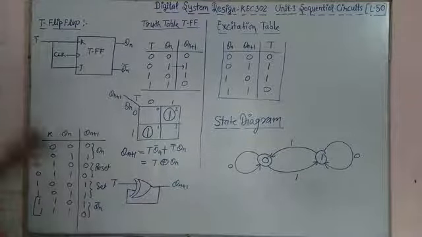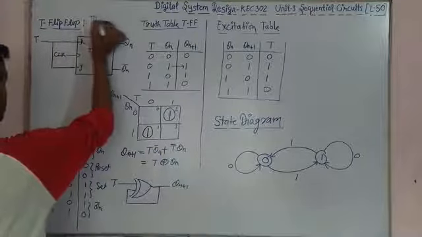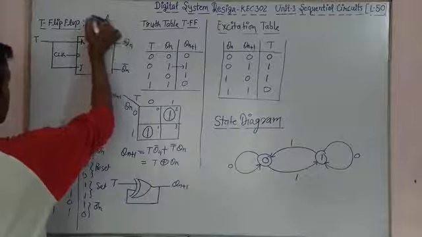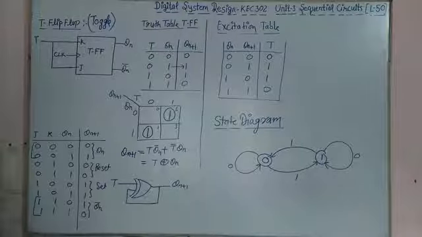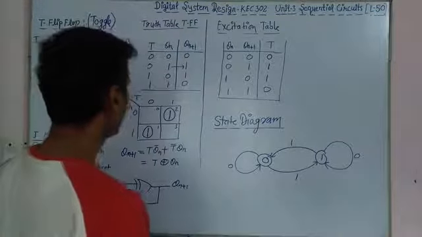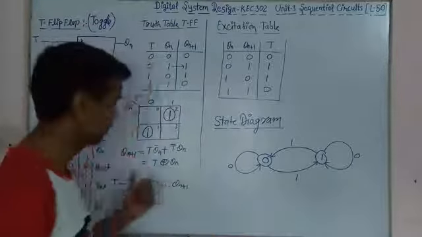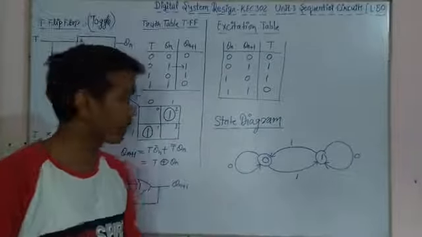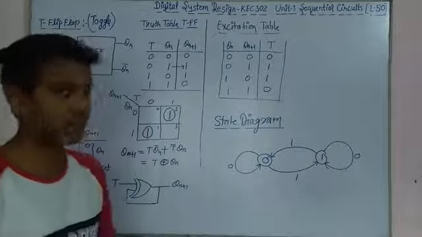T means toggle. What toggle means, you will learn in the coming lectures. So in this lecture, the T flip flop has been finished. If you have any doubt or any problem, you can ask me anytime.